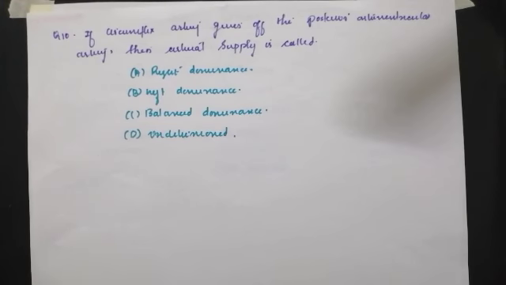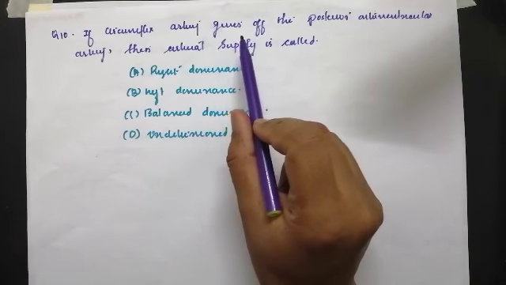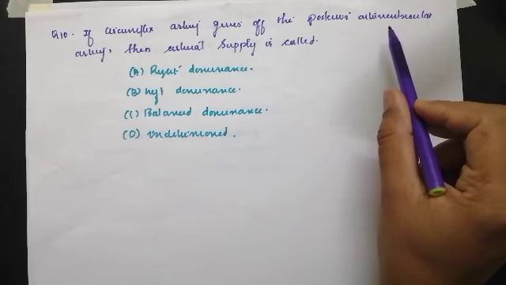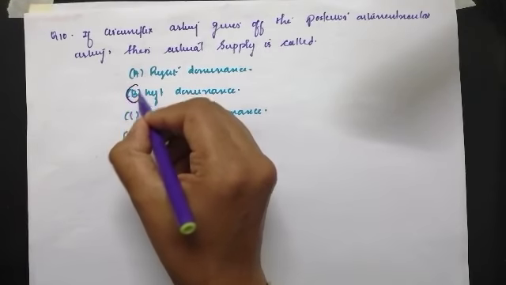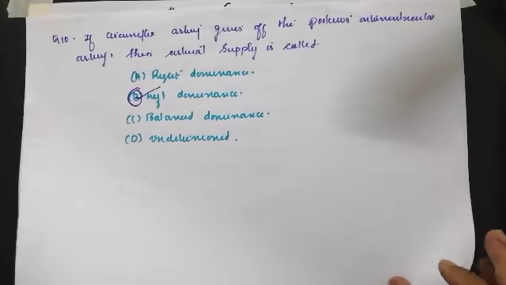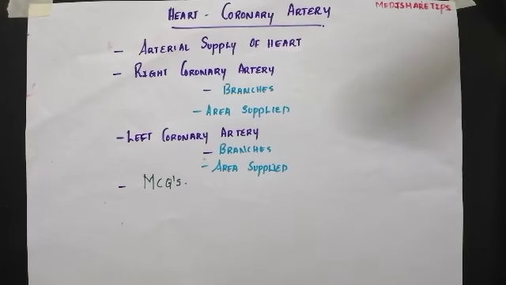And the last question: the circumflex artery gives out the posterior interventricular artery, then the arterial supply. We know that the circumflex artery is a branch of the left coronary artery. If it is supplying the posterior interventricular groove, it is known as left dominance. So it is left dominance. So that's all about the arterial supply of the heart and the coronary arteries.